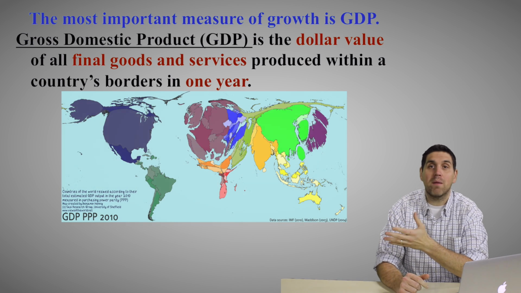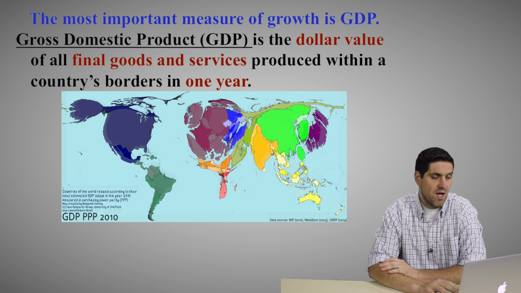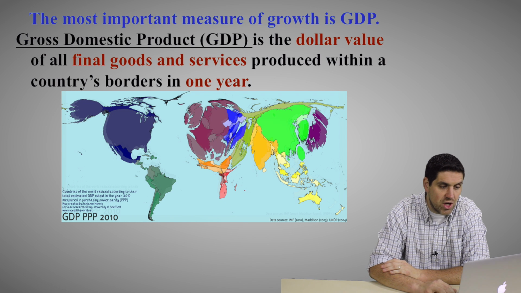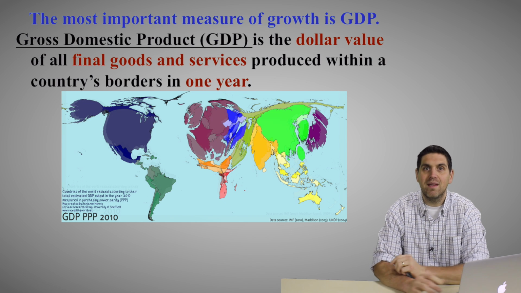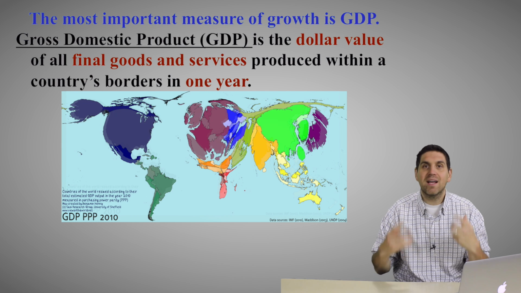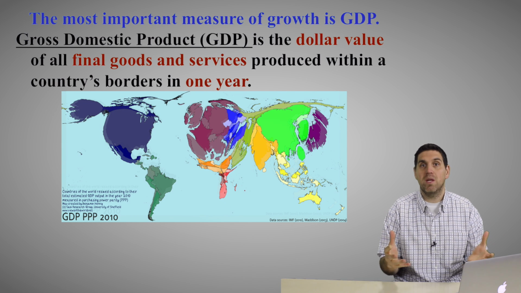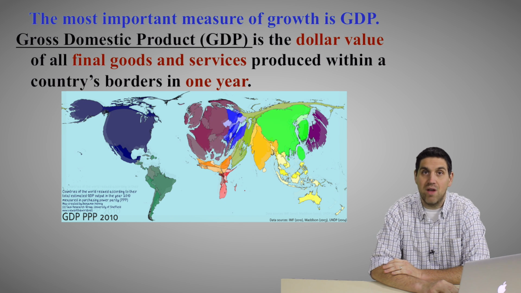Now for fun, here's a quick map that shows you the different countries in the world based on their GDP. So you can tell some countries have huge GDPs and other ones don't. This helps you understand that there's a relationship between institutions and economic systems. Countries that are capitalist have more GDP. Countries that have stable governments have more GDP than countries that don't.